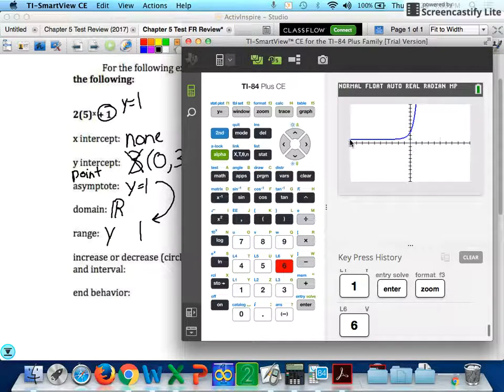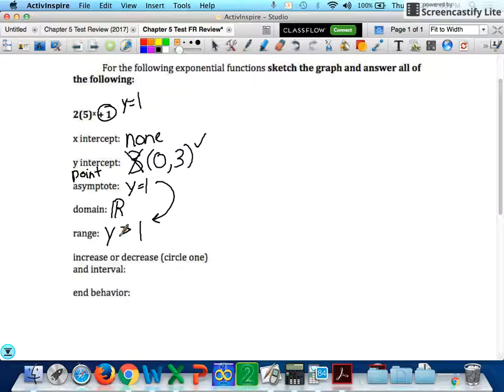So I look to see, where's my graph? My graph is all above that, okay? My asymptote's here at 1, imaginary line, and everything's up above it. It's going up above it. So my range is y is greater than 1, okay?